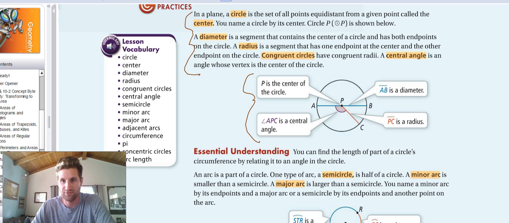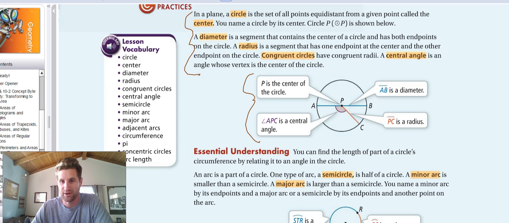So a circle is a set of all points equidistant from the center, which in this picture would be P. Every single point on this circle is the same distance from P, and we call that the radius. A diameter is a segment that contains the center and hits the endpoints, and a radius would be half of that. Congruent circles have congruent radii, and a central angle is an angle whose vertex is the center of the angle.